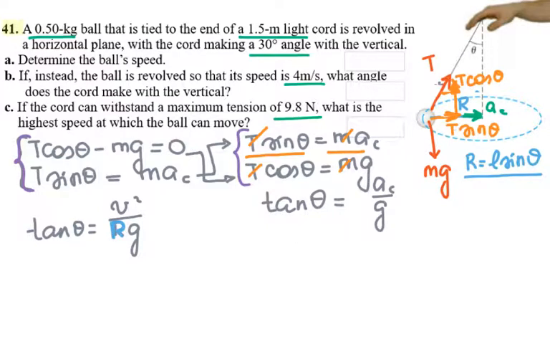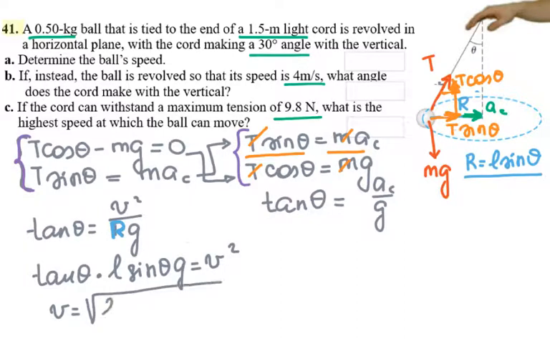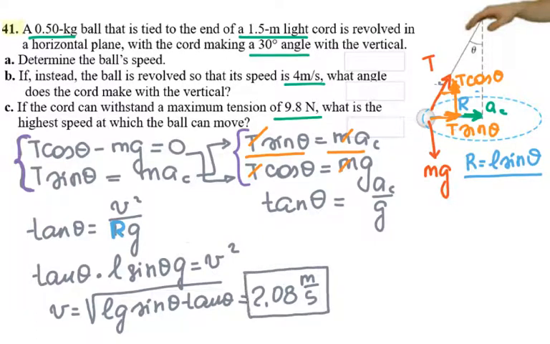And I have tangent theta times, instead of R, L sine theta, and times g is equal to v squared. So v is equal to the square root of L g sine theta tangent theta, and that equals 2.08 meters per second if you plug in all the information that is given. So that was for part A.